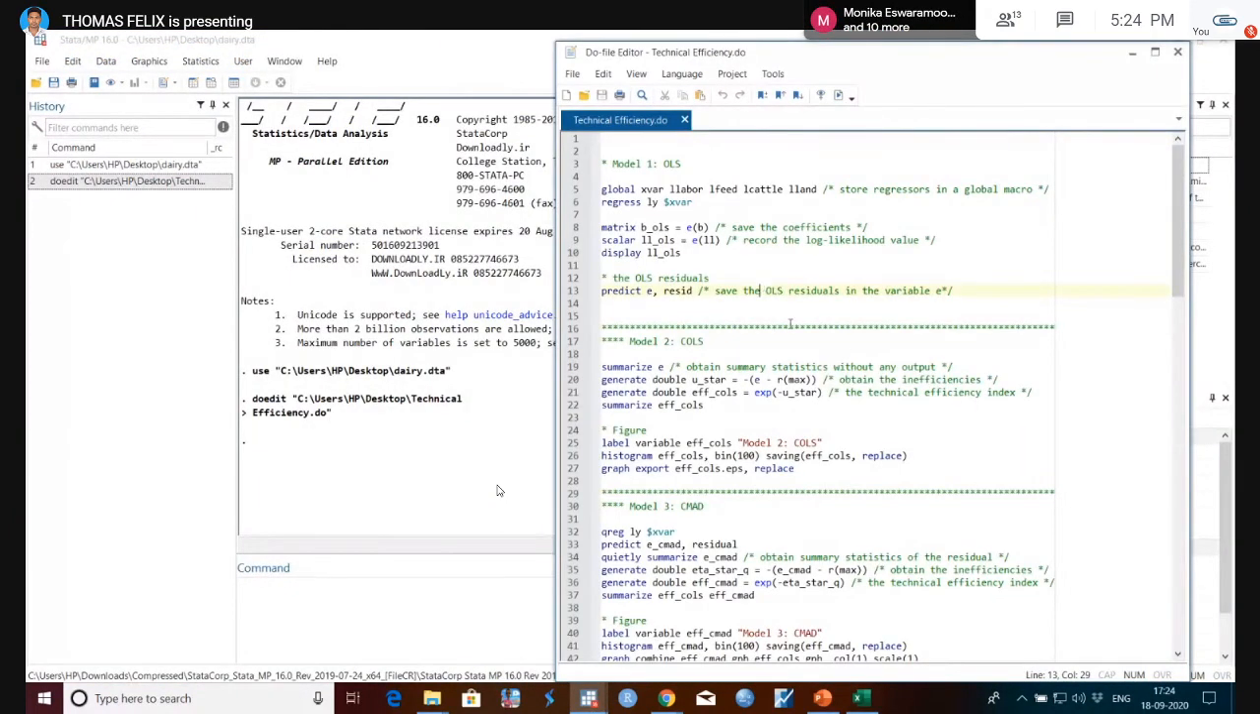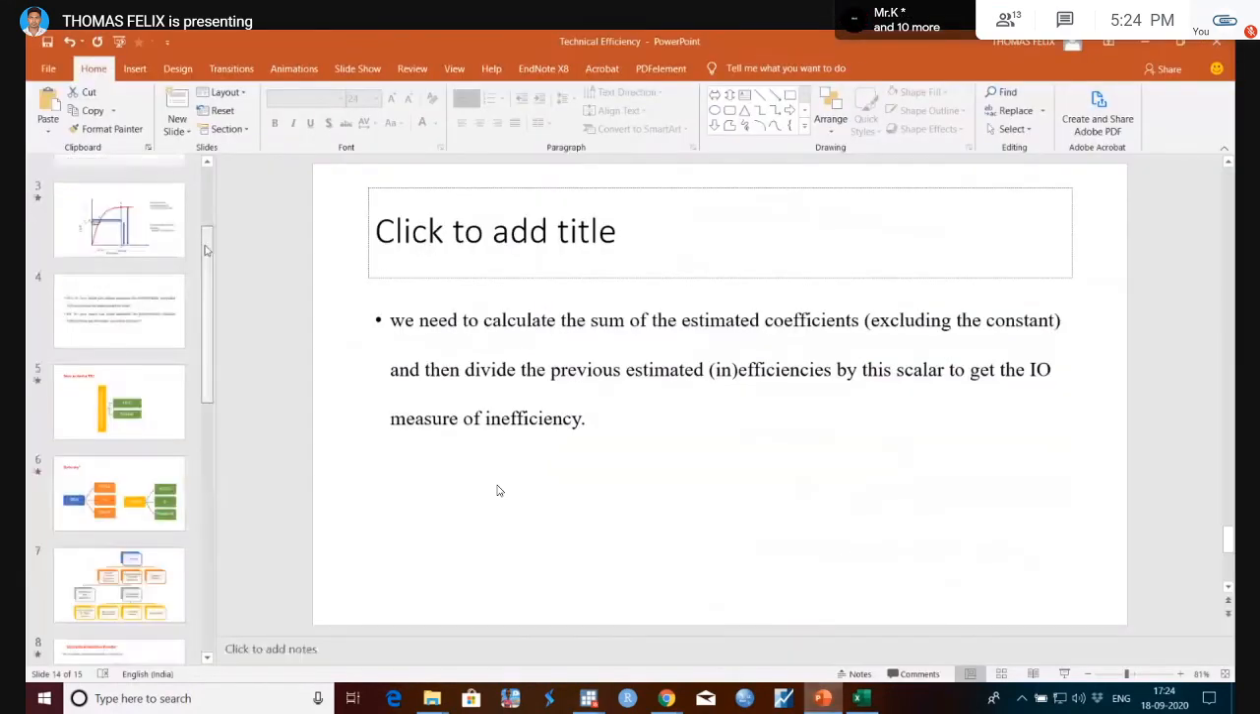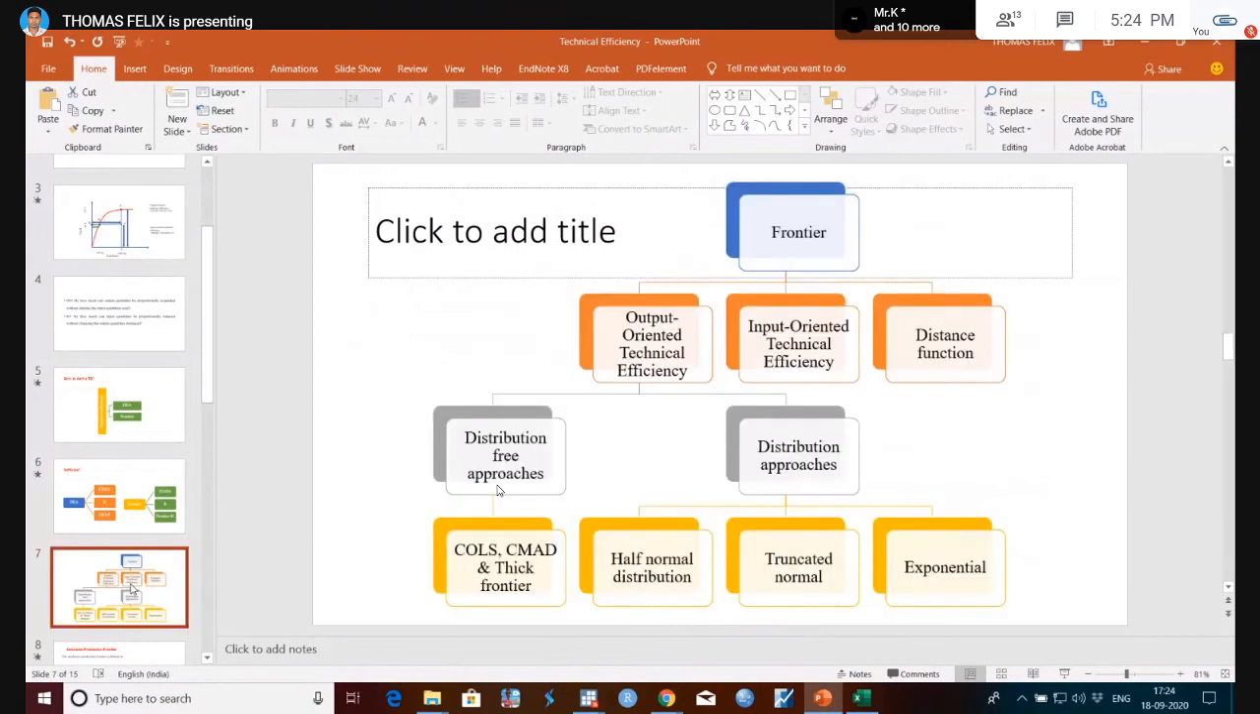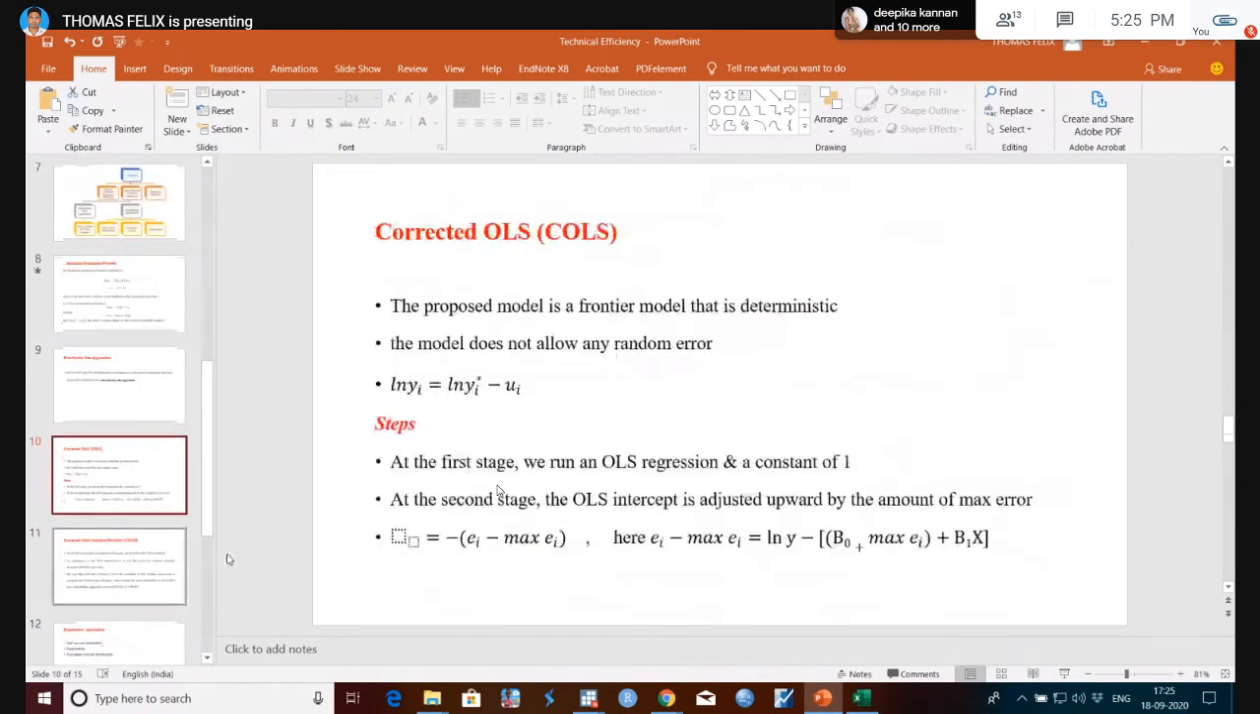So as I said, for deriving the corrected OLS, first we are going to see the output oriented technical efficiency. Under output oriented technical efficiency, there is a distribution free approach. Under the distribution free approach, we are first going to see the corrected OLS approach. So what is the corrected OLS approach? In the case of the corrected OLS approach, first we need to do the OLS.